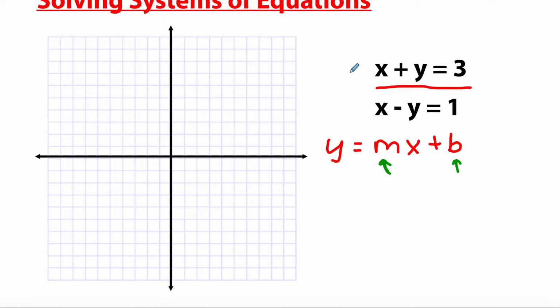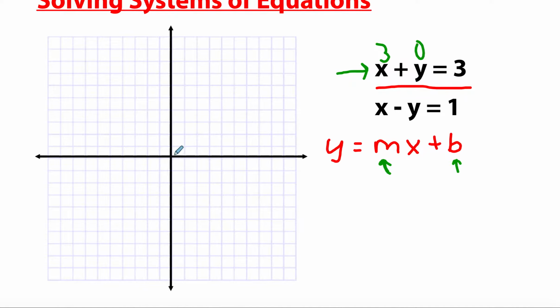But what does this actually mean? If I were to ask you to solve this, you would have to plug in x and y values so that they would equal 3. So let's say I plugged in a 3 for x and a 0 for y, would that work? Of course it would work. 3 plus 0 is 3.